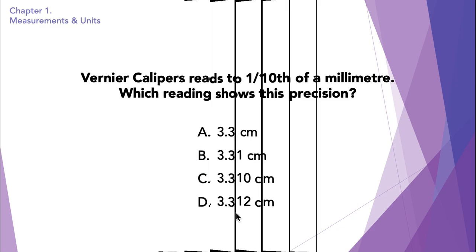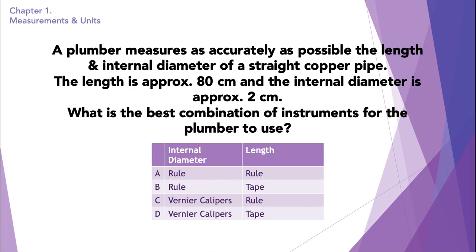Okay, next question. A plumber measures as accurately as possible the length and internal diameter of a straight copper pipe. The length is approximately 80 cm and the internal diameter is approximately 2 cm. What is the best combination of instruments for the plumber to use? We have the options written down here. Pause the video and write down your answer.